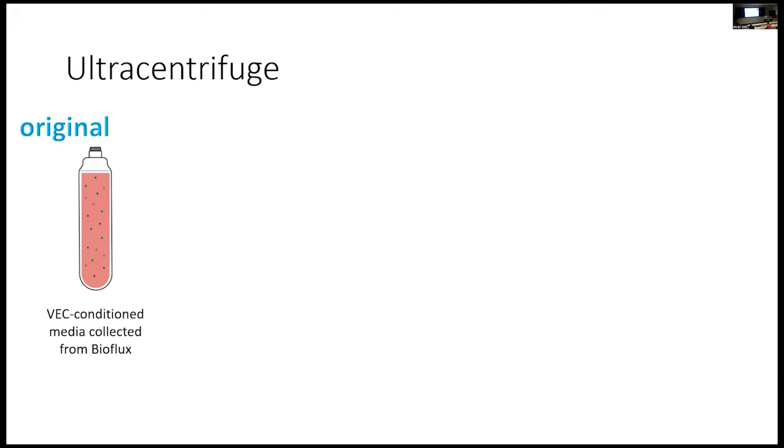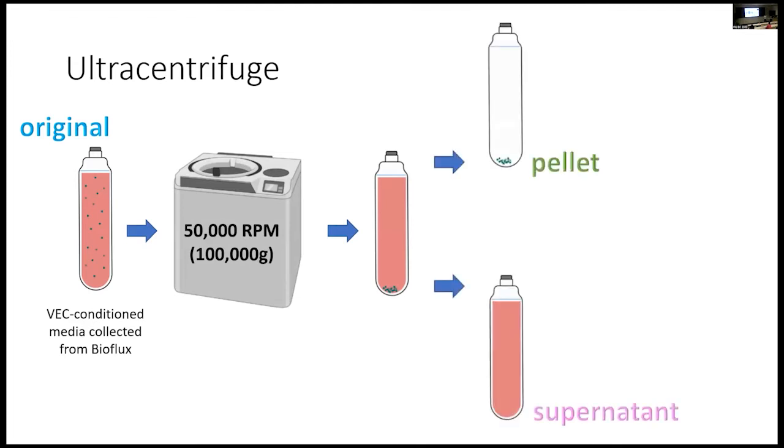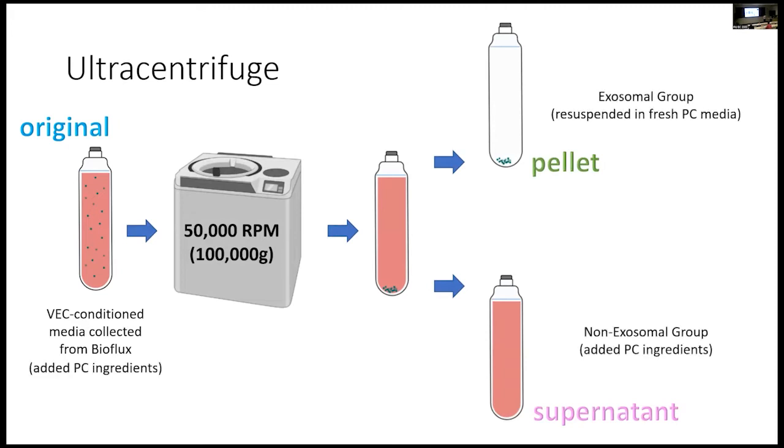Upon termination of the VEC conditioning, we collected the media from the VEC groups, which I will now call the original media. Then we placed a portion of this media into an ultracentrifuge to isolate an exosome pellet. After that, we isolated the pellet away from the supernatant by extracting the supernatant. And now we have 3 different groups, and all of them were added with pro-calcific ingredients to induce calcification.